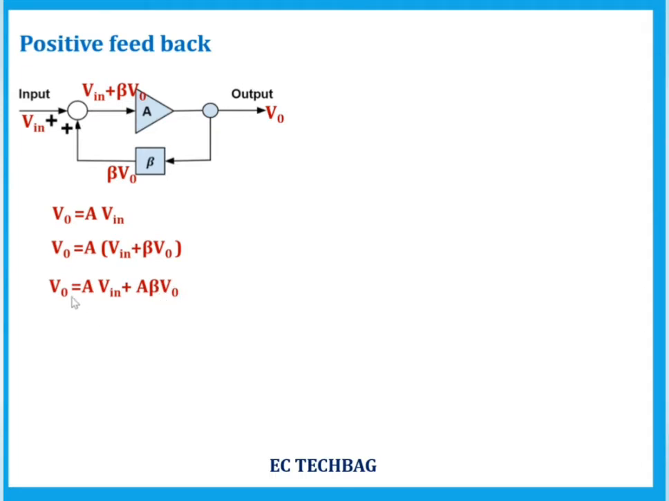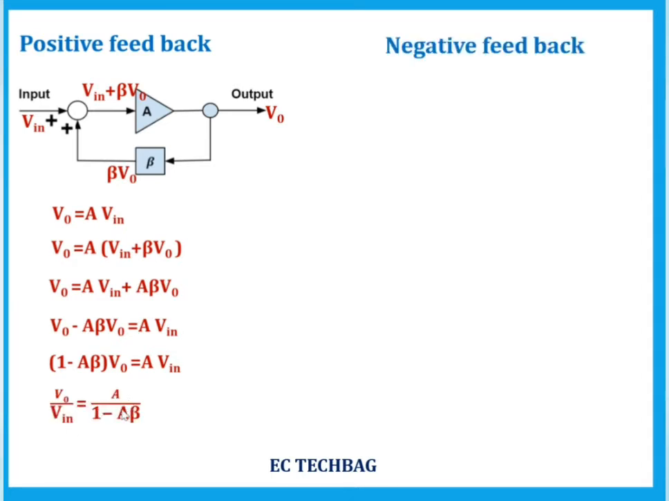Bring this V0 term into left side. Now you get V0 minus A times beta V0, that is equal to A times Vn. So next, if you simplify this, you get V0 multiplied with 1 minus A beta, that is equal to A times Vn. We are going to calculate the feedback gain. Gain is output by input. So V0 by Vn is equal to A by 1 minus A beta. So with feedback, the gain is A by 1 minus A beta. This is for positive feedback.